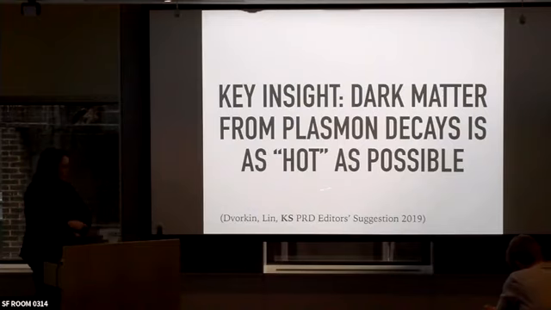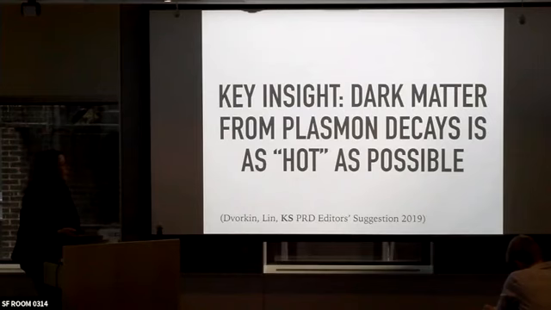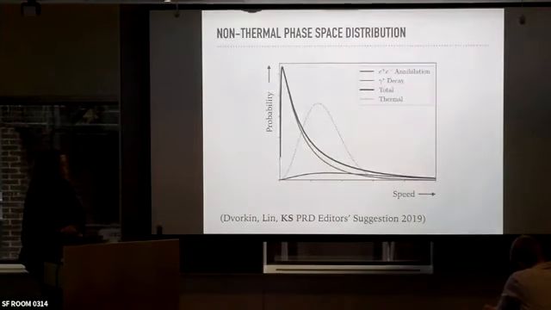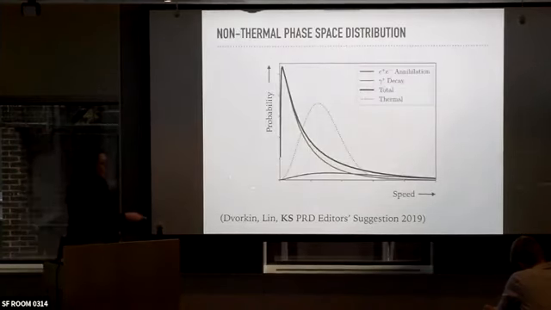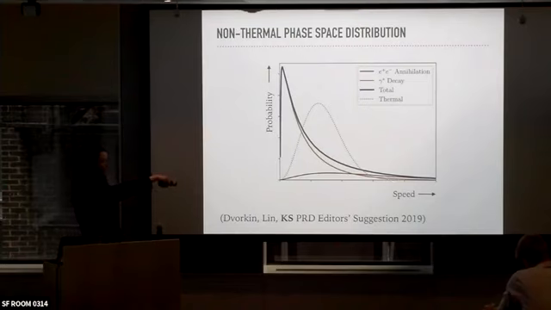So here I'm putting hot in quotation marks because when you solve the full Boltzmann equations for the distribution function, the phase space of dark matter, it turns out it's highly non-thermal, okay? So if I look at the probability that my dark matter is moving at some speed, it has this kind of funny shape. Whereas here is what you would expect from a thermal population. So it seems like you have this peak going on at low speeds, low momenta, and then you have this very fat, high velocity tail.